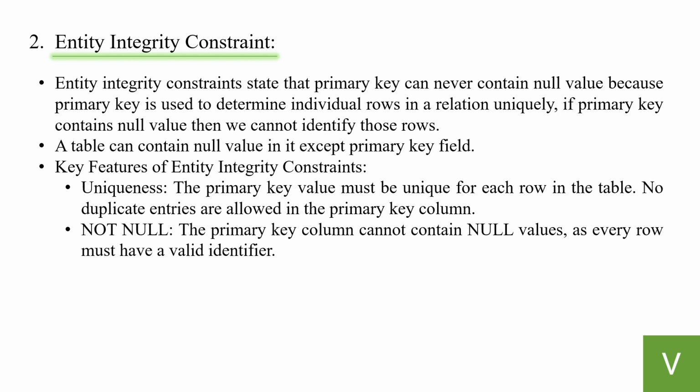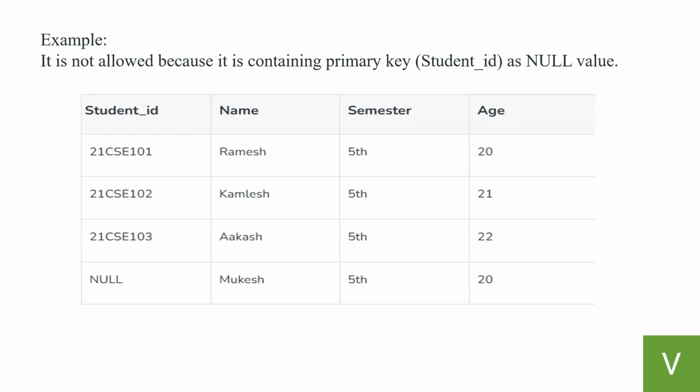Let us understand clearly with an example. But before, let us see what are the characteristics of a primary key. The primary key must be unique and it should not be null. Now let us understand with the help of an example. Consider the table or a relation called student. It consists of 4 different fields or columns. First one is student ID, name, semester, and the final one is age.